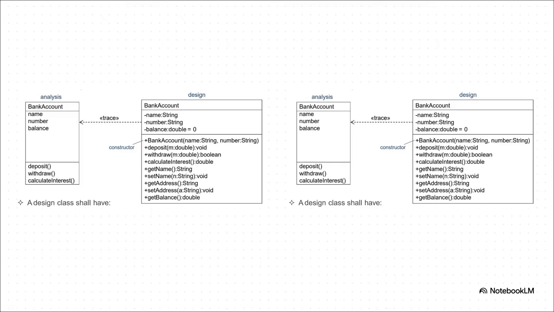Look on the left. That's the simple analysis model for a bank account, just the basic idea. But then, look at the right. The design model is absolutely packed with detail. We're seeing privacy settings, specific data types, default values, and the exact signatures for every single operation. That evolution is what this is all about.